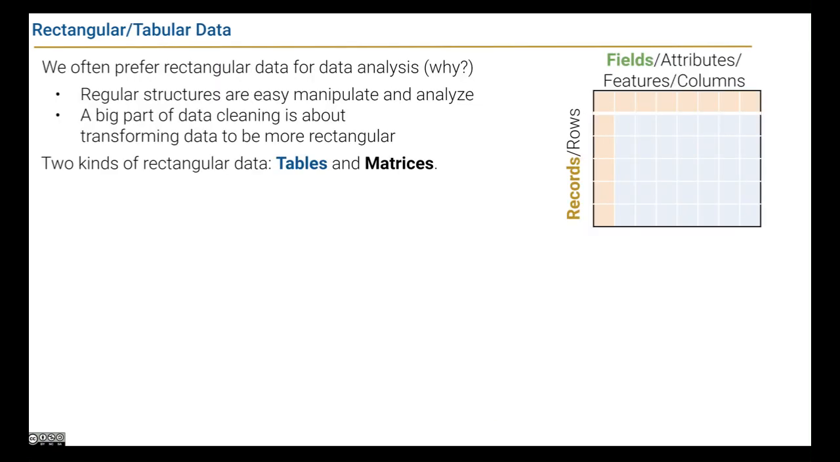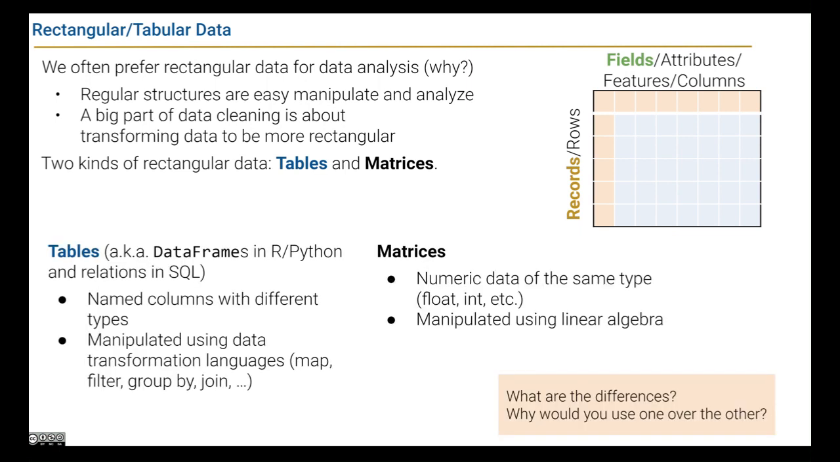So these are easy to manipulate, and a big part of data cleaning is trying to transform data to be more rectangular. That's because there's a ton of tools built into pandas to handle specifically rectangular data. Two different types are tables, aka what we're calling data frames here in pandas, and matrices. And the biggest differences are the types of data that you can store in these and therefore how you manipulate them. When we're talking about data frames, we're really thinking of columns that can have different data types, where each row is representing typically a record or an observation.